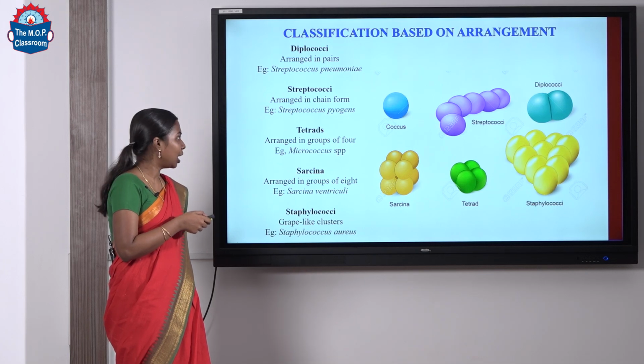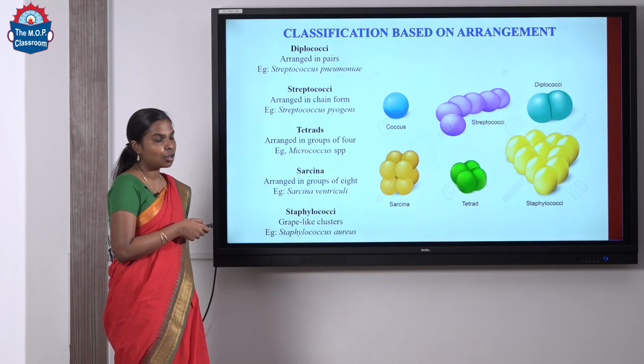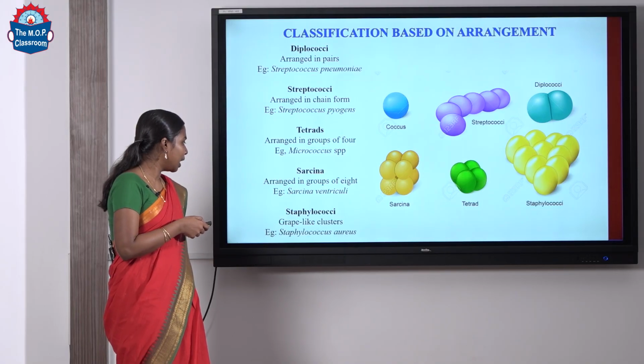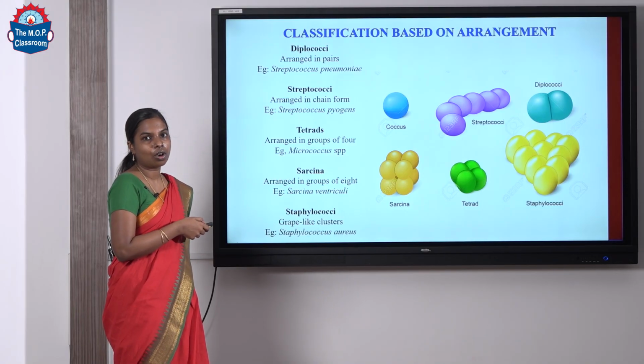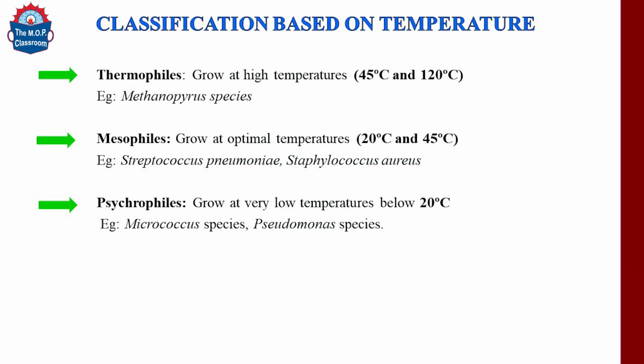Streptococcus occur in chain form. Example is Streptococcus pyogenes. And the last one is Staphylococcus, wherein they appear in grape-like clusters. Example is Staphylococcus aureus. This bacterial strain is one of the most common strains responsible for causing food poisoning in human beings. The fifth one is classification based on temperature.